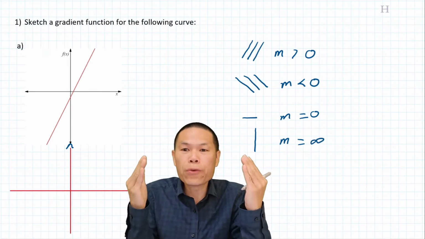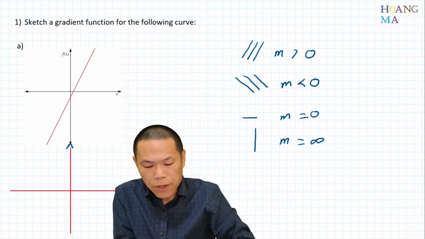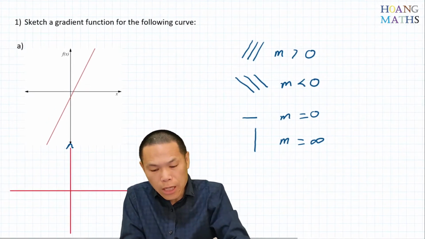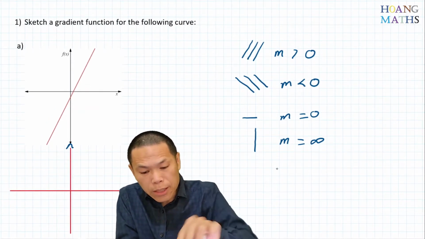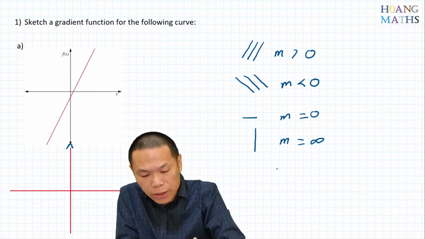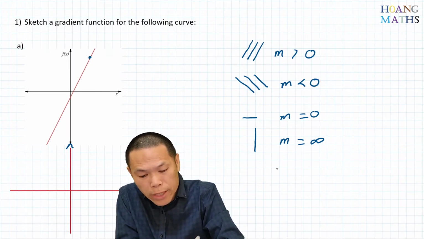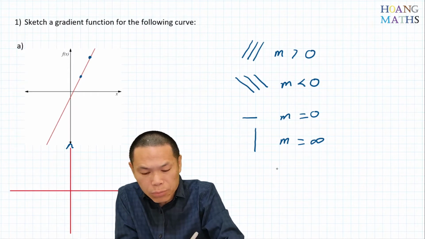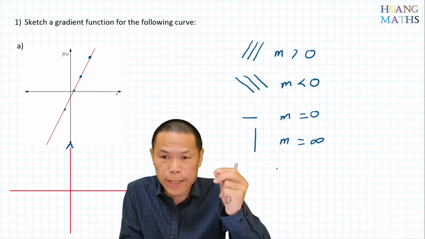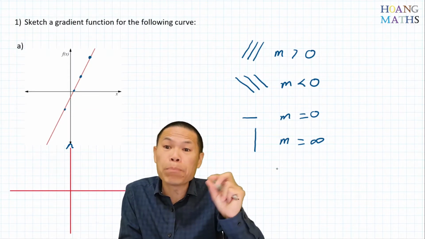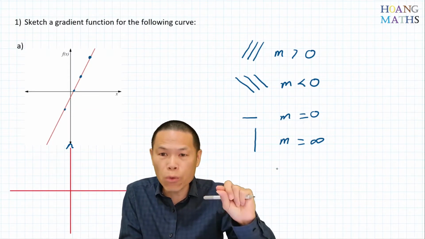So let's go through a few examples. The first one, you can see the line goes this way, so we have a positive gradient, right? But it's a straight line. Therefore, the gradient at this point is exactly the same as at these points, and this point and this point. They all have the same gradient, and the gradient of this is a positive constant. And we don't know what it is, okay?